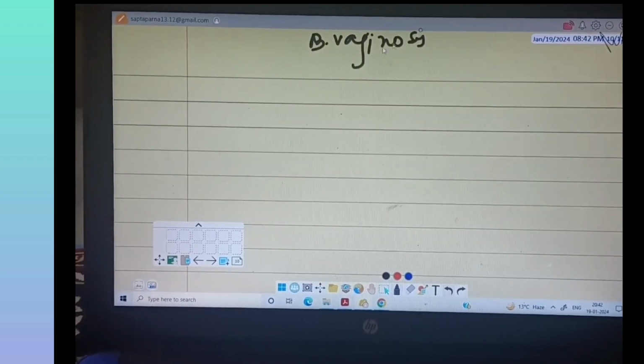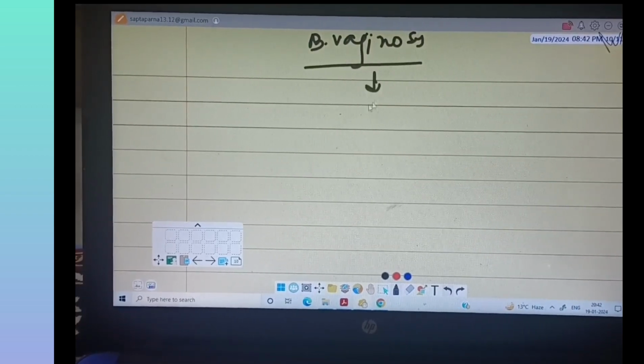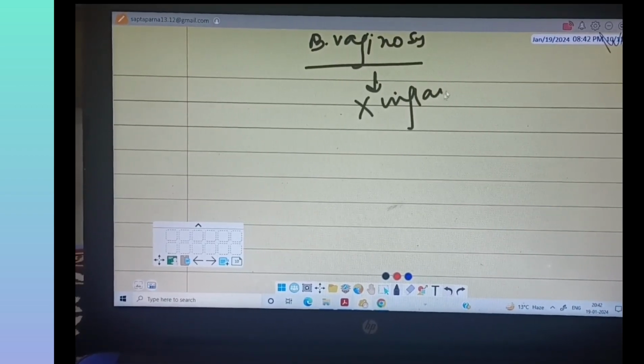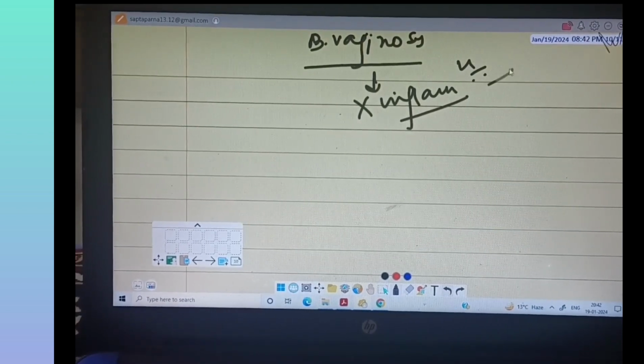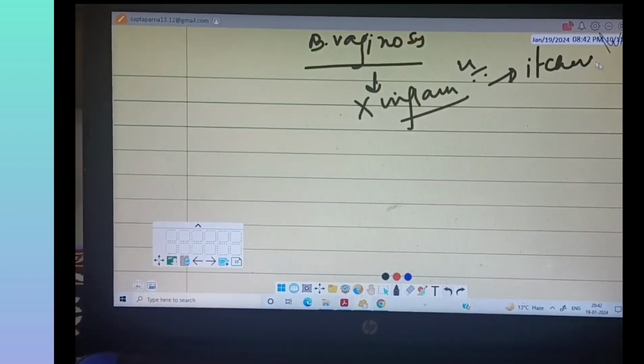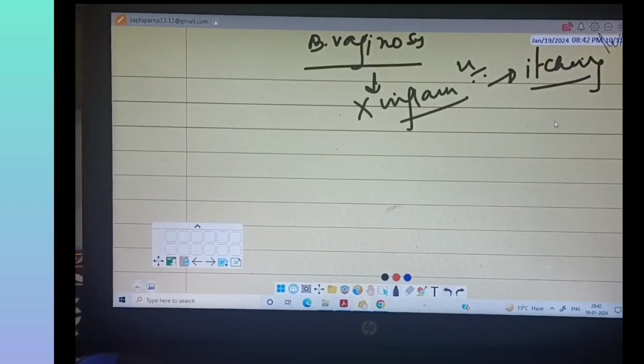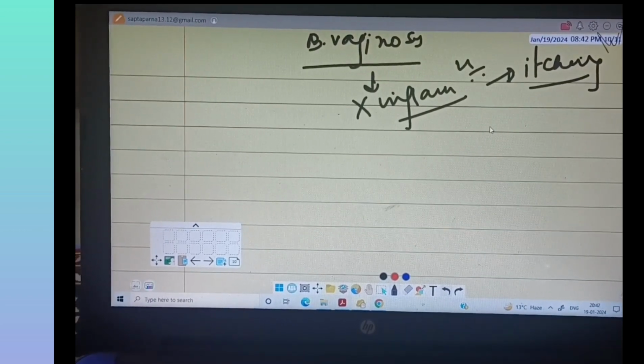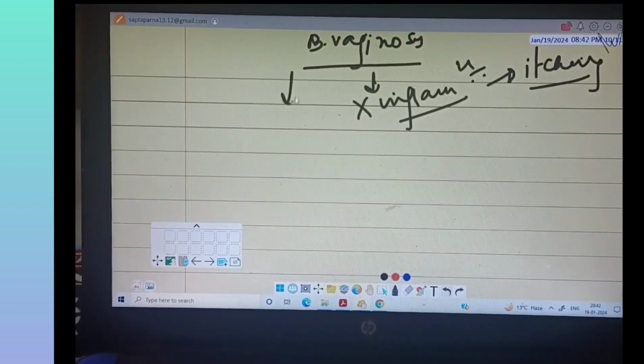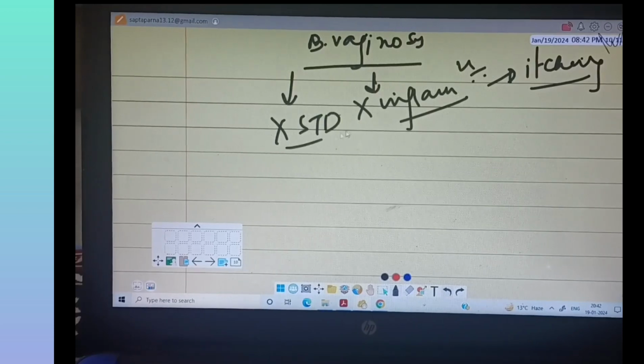So why are we calling it vaginosis and not vaginitis? Because there is no inflammation. Therefore, we are calling it vaginosis. Since there is no inflammation, there is no itching. So if a patient comes with a discharge and says, yes doctor, I have got a discharge, but there is no itching, you may suspect bacterial vaginosis. It is again not an STD. Since this is not an STD, male partner treatment is not recommended.